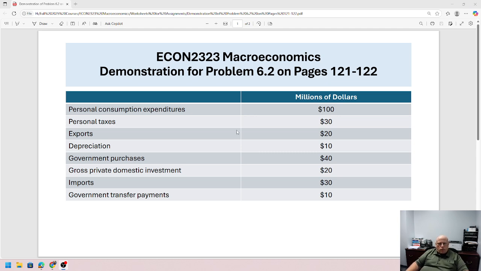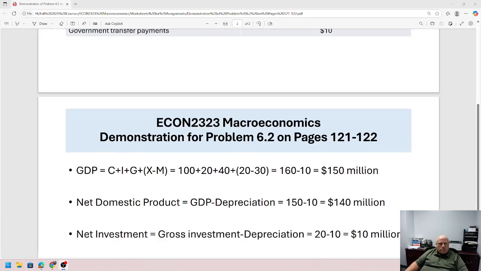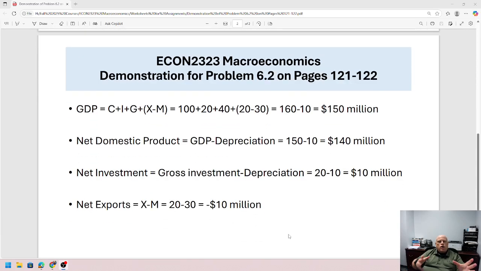Now, you'll notice I've got mine in millions of dollars. And all we're going to do is basically make the calculations and then add the million to it at the end, all right? So you'll notice I've got all the pertinent information there to make our calculation. And then on the next slide, I've shown how you would go about making those calculations.